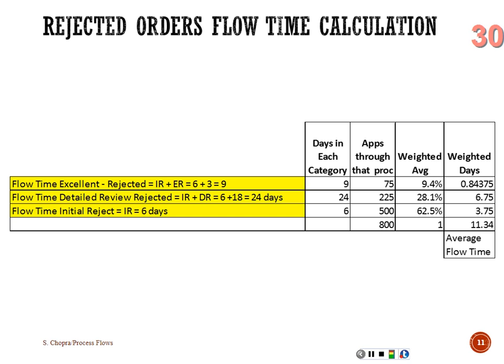So same point of view, though, we're taking how many days we have in each category that we calculated earlier on, right? We have 75 applications going through the excellent but rejected, we have 225 going through the detailed review but rejected, and we have 500 that are going through the initial review and then are rejected outright. Okay, so we again calculate the weighted average and end up with our average flow time there of 11.34 days.